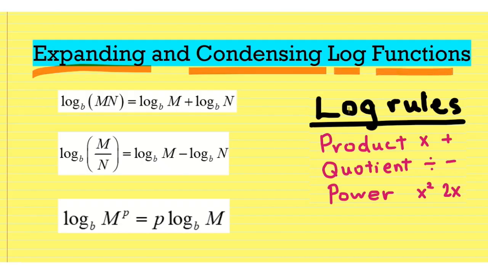There are three primary log rules which govern how we expand and condense log functions. These log rules are the product rule, the quotient rule, and the power rule. In your textbooks, they will look like this.